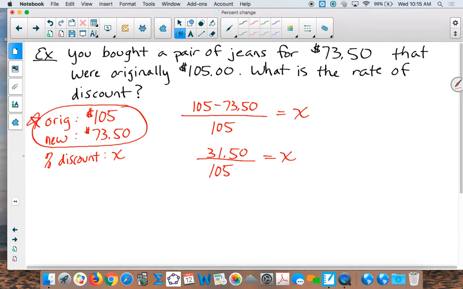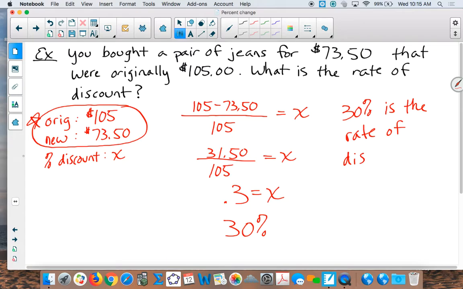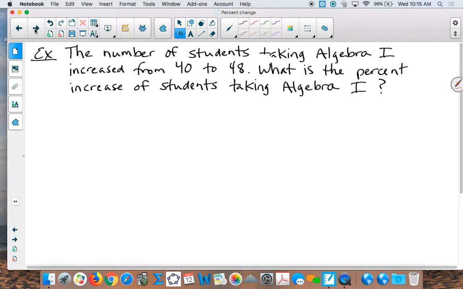So 31.50 divided by 105 is 0.3. That is our percent change as a decimal, which turns into 30%. So 30% is the rate of discount. Okay, that's an example of when your original price was more than the new price. Let's take a look at another example.